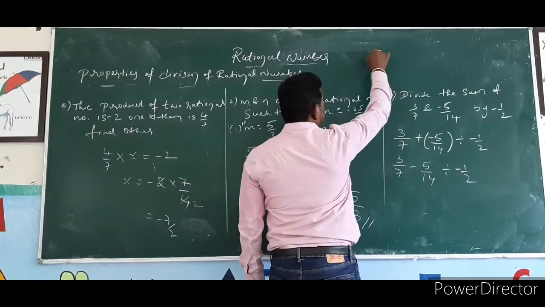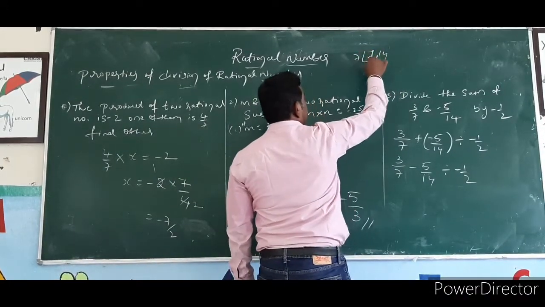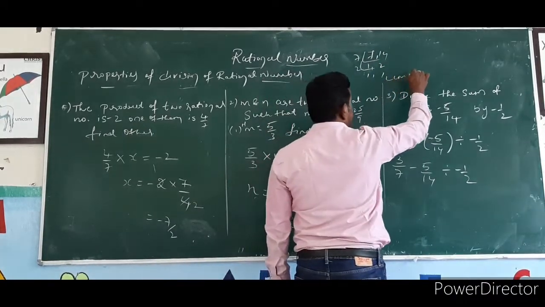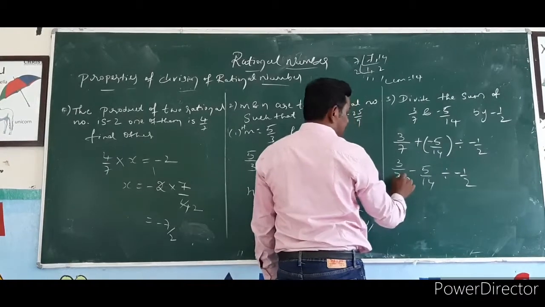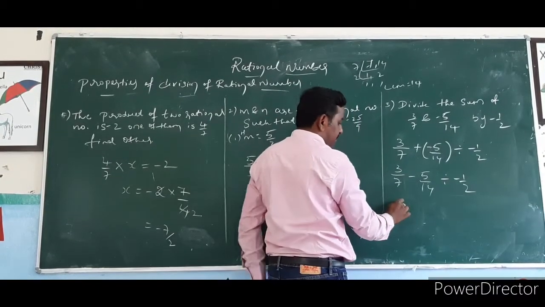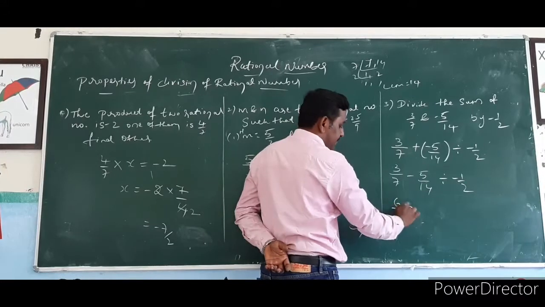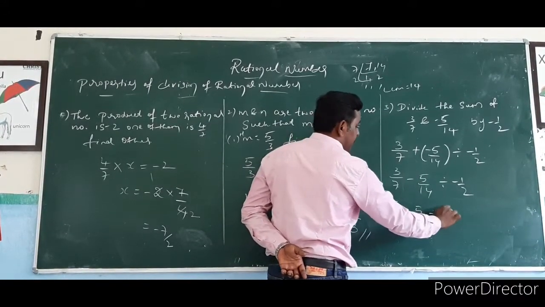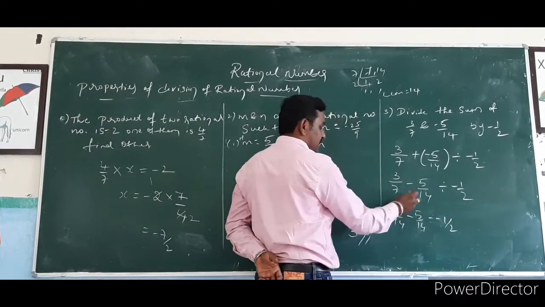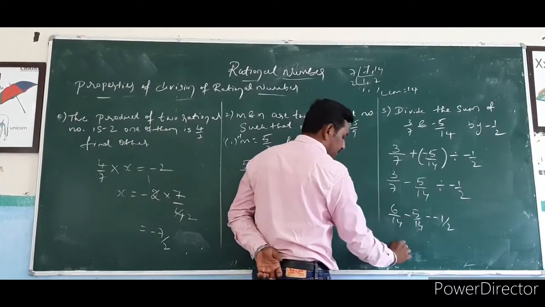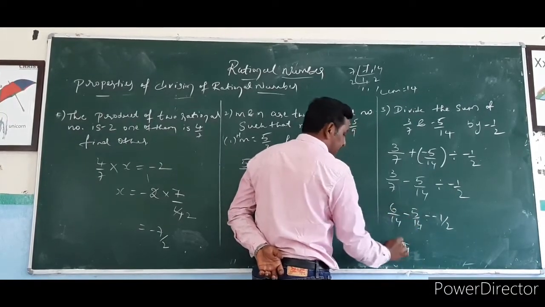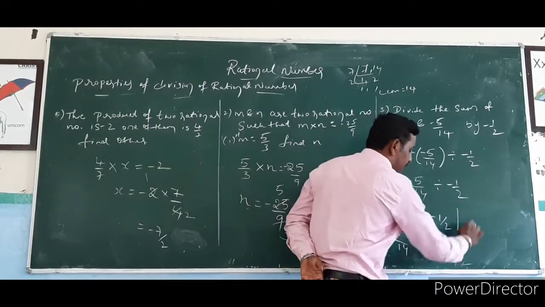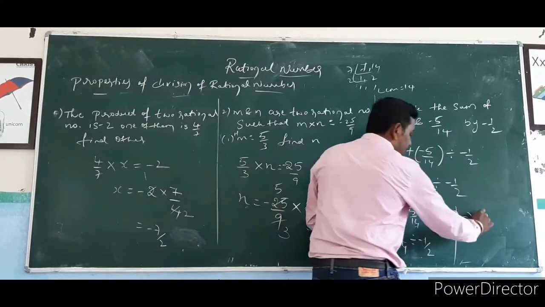7 and 14 LCM is what? 7 1s are 7, 7 2s are 14, LCM is 14. If you want LCM 14, what should be multiplied here? 2. 2 3s are 6 by 14. Here 14 already is there, nothing to change. Divided by minus 1 by 2. So first we have to do this one. 14 and 14, in 6 minus 5 will go, means 1 divided by minus 1 by 2. That implies 1 by 14.